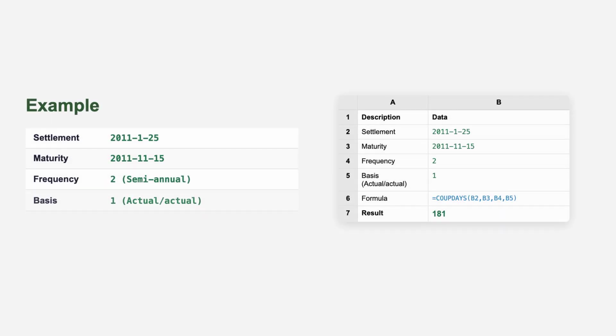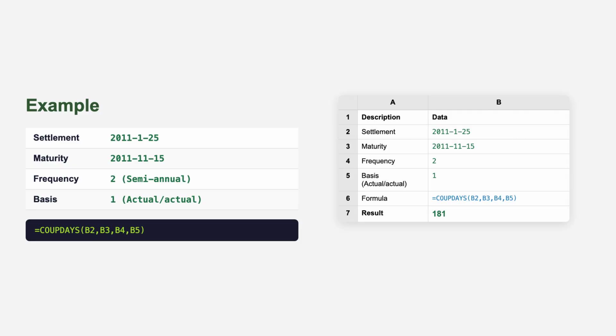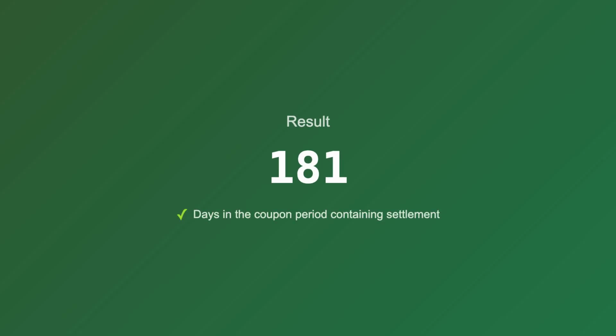Here's an example. We have a security with a settlement date of January 25, 2011, maturing on November 15, 2011. The coupon frequency is semi-annual, and we use an actual over actual day count basis. The COUPDAYS function returns 181. This means the coupon period containing the settlement date is 181 days long when using the actual over actual basis.